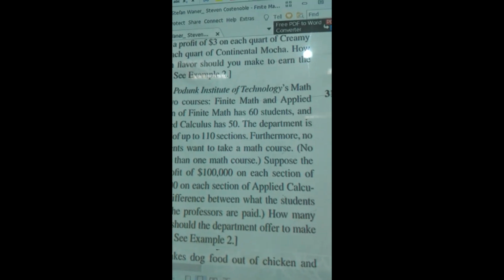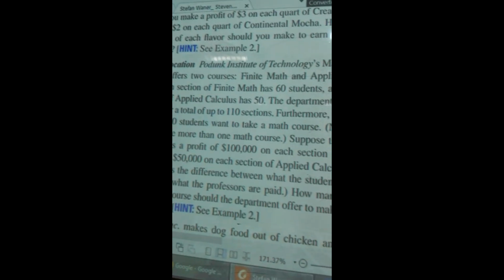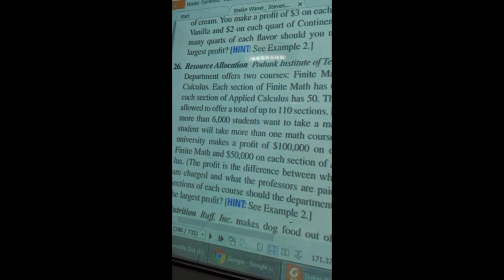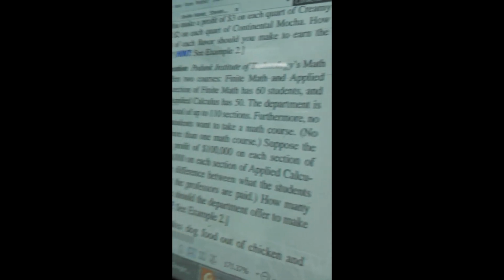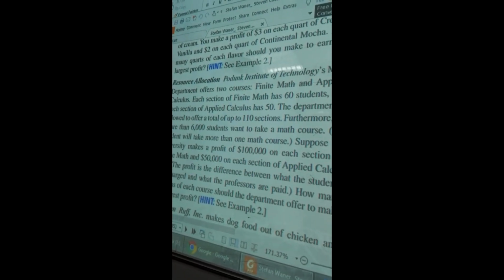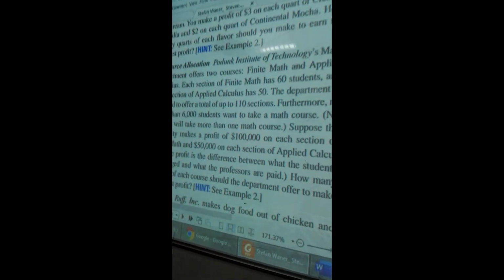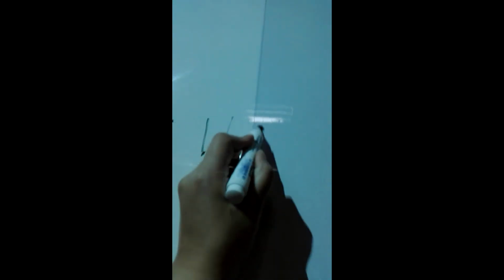So for Finite Math, it's X, okay. And it says it has 60 students, and each section of Applied Calculus has 50. The department is allowed to offer a total of up to 110 sections. So now we have 2 classes with different sections. One is X as Finite Math, and the other is Y, which is the calculus part, and this is less than or equal to the total number of sections, which is 110 in this case. So I'm going to be writing 110. You can just base the assumption here that X is Finite Math and Y is your calculus, so that you don't forget. Sorry, this marker is not writing very well.